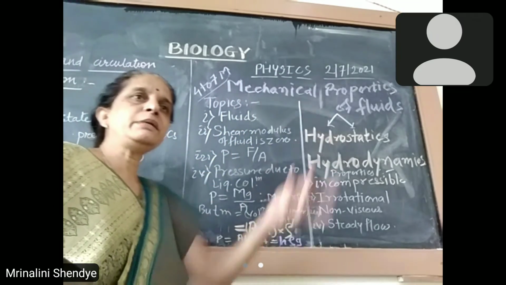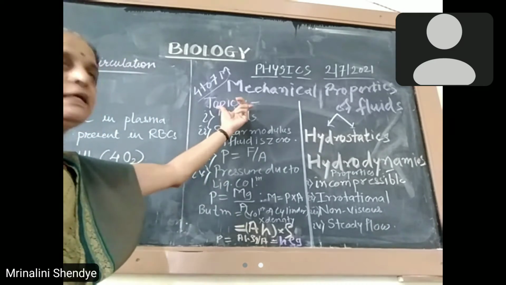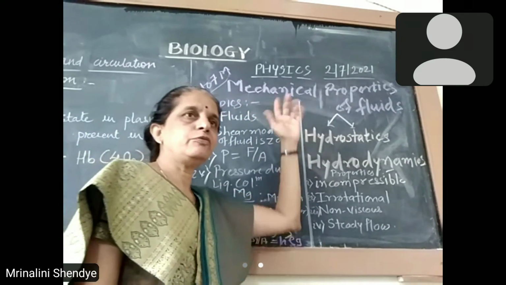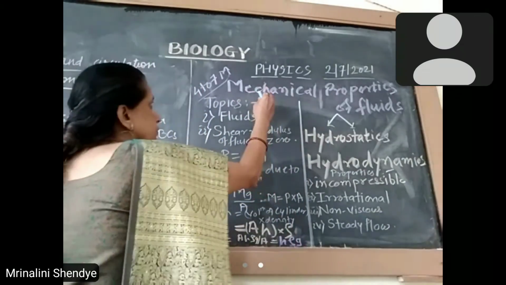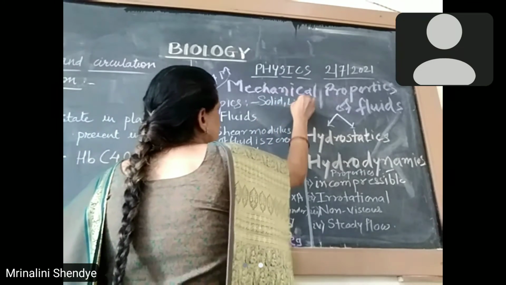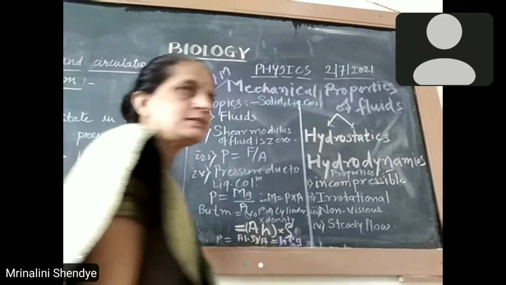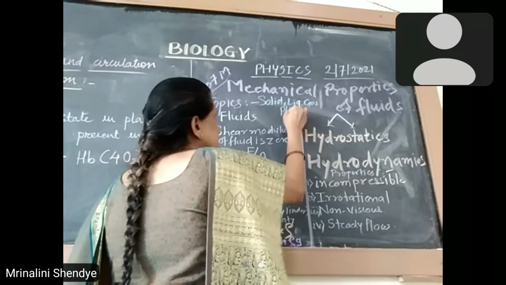What is the meaning of fluids? You have already studied the 3 states of matter. What are the 3 states? We know that they are solid, liquid and gaseous state. A fourth is also present there. It is the plasma state.